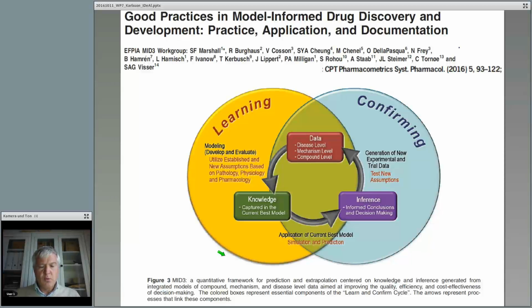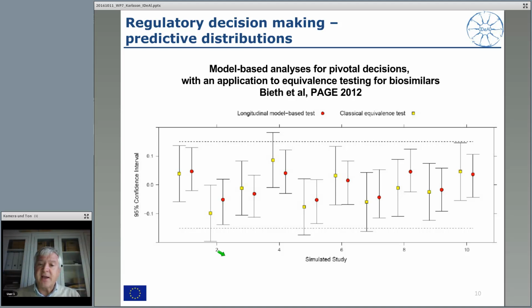One example of regulatory interaction around decisions of pivotal trials was this presentation presented by Novartis colleagues, mainly around equivalence testing for biosimilars, where their intent was to use longitudinal model-based tests instead of the classical equivalence test on account of the high power of the model-based test. And you can see the red symbols having tighter confidence intervals, which for an equivalence test means higher power.